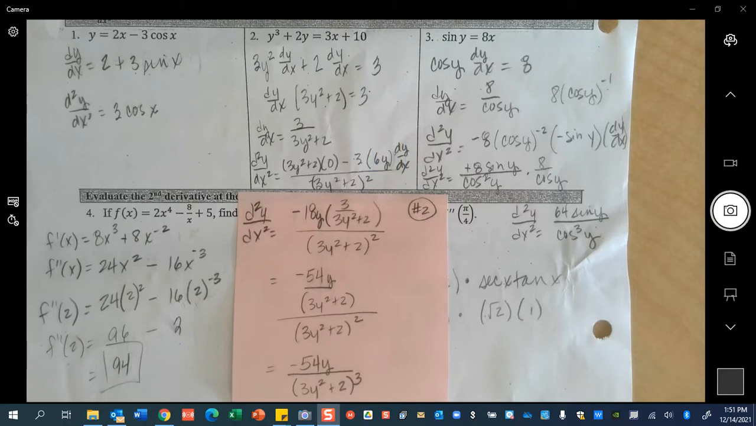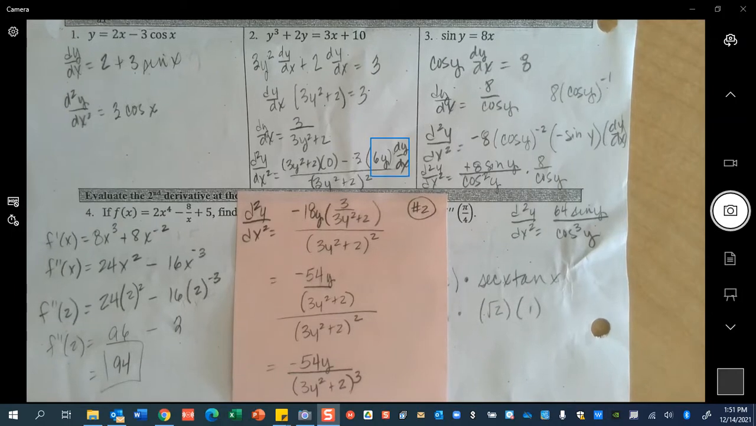I factored out dy dx, divided by that, so I was feeling pretty good. Then it came time to take the derivative of this, and I had to do the quotient rule. Low d high, because that's a constant, minus high d low, and don't forget your dy dx. Square the bottom, and away we go.